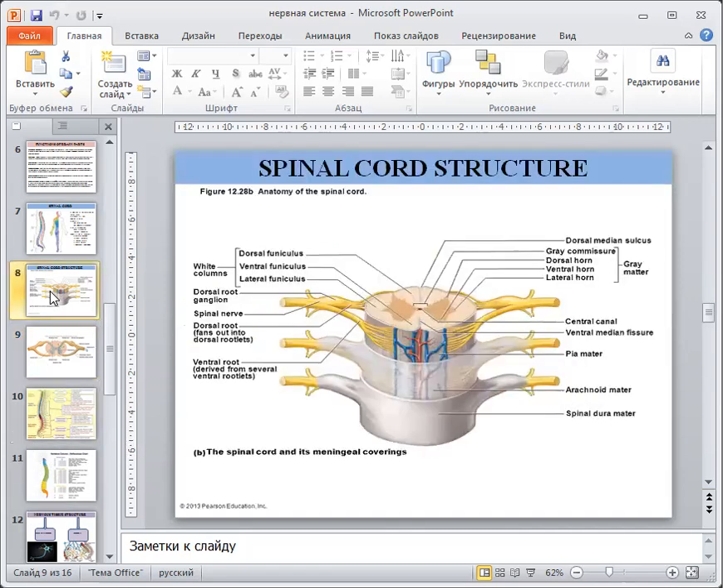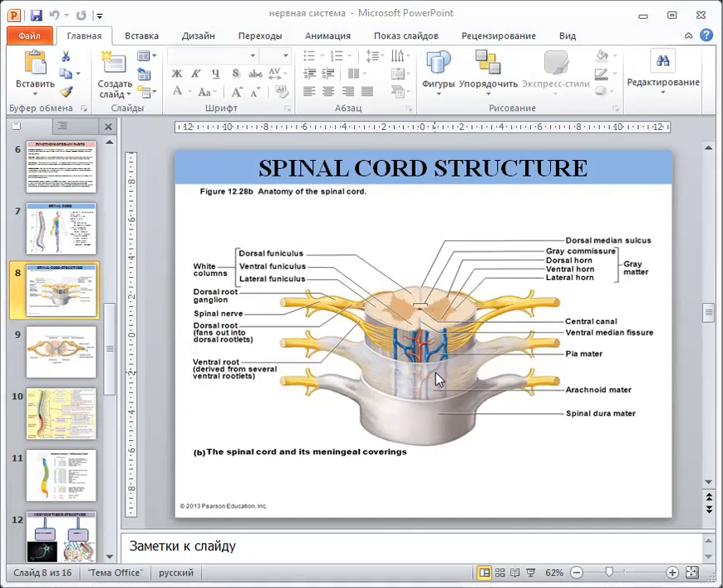The spinal cord is covered by means of 3 shells. The outer shell is the hard shell. It is sac-shaped. It does not join tightly to the wall of the spinal canal.